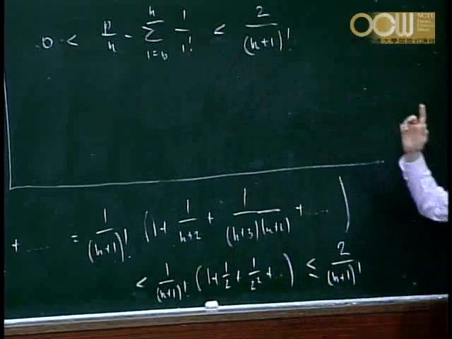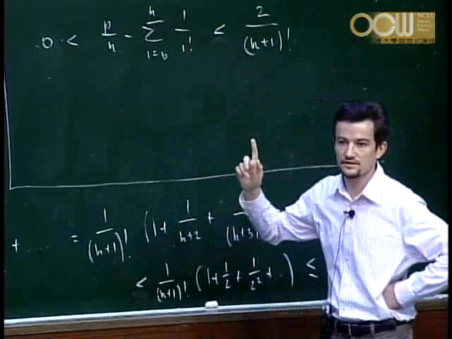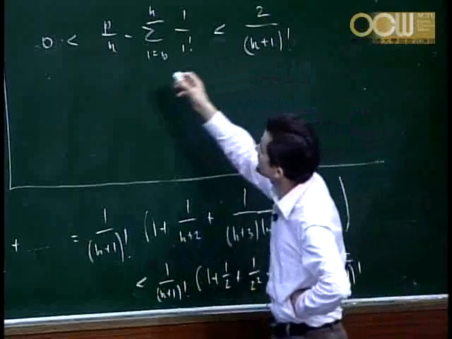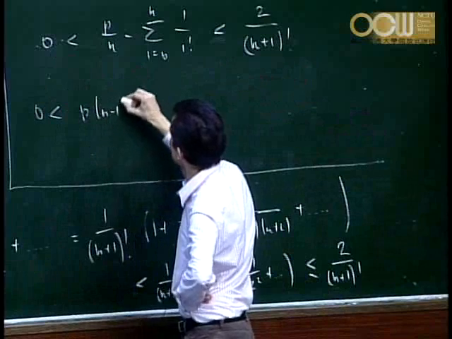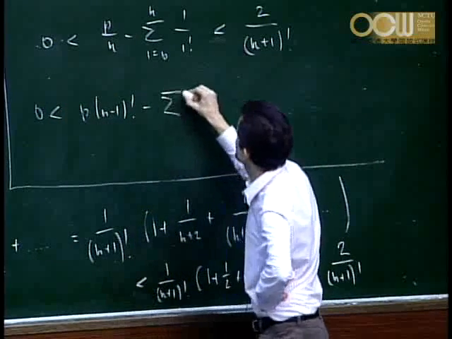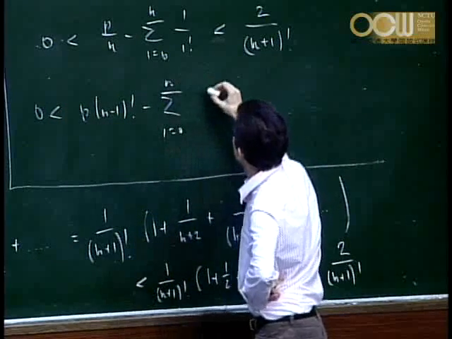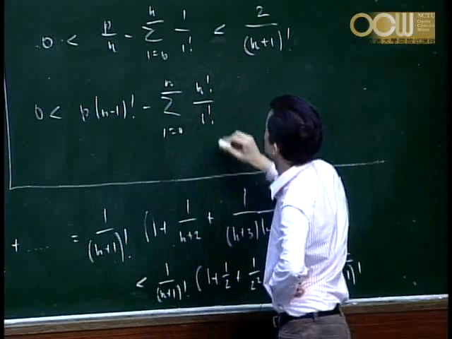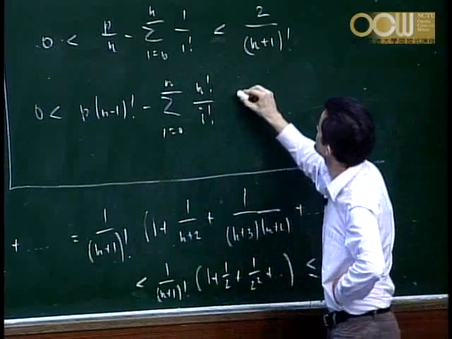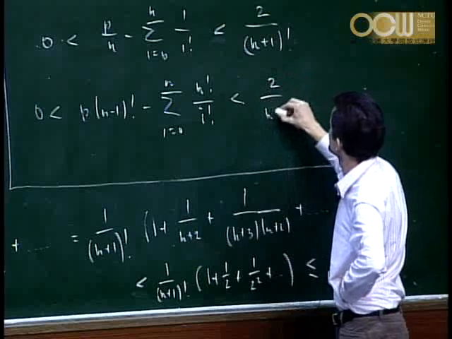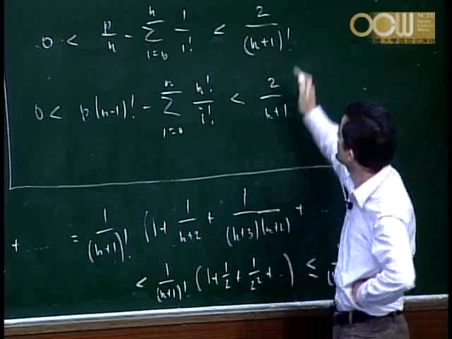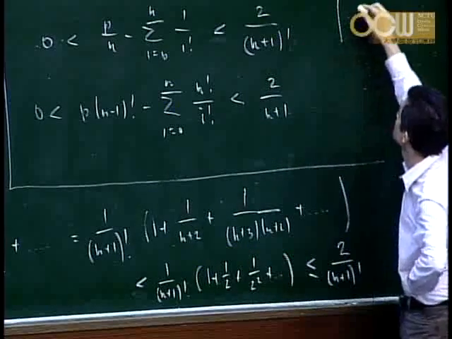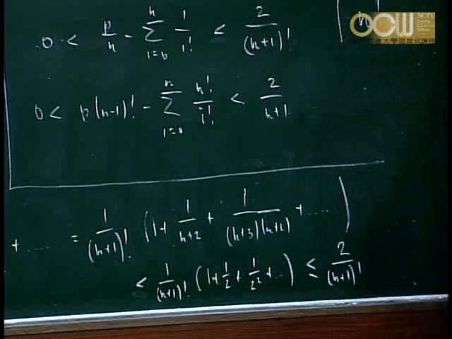Now I multiply everything by n factorial. If I multiply everything by n factorial, what do I get? Here I get 0. Here I get p times n minus 1 factorial. And here what do I get? N factorial over i factorial, which is smaller than 2 over n plus 1. So I multiplied everything by n factorial. Then I get this here.